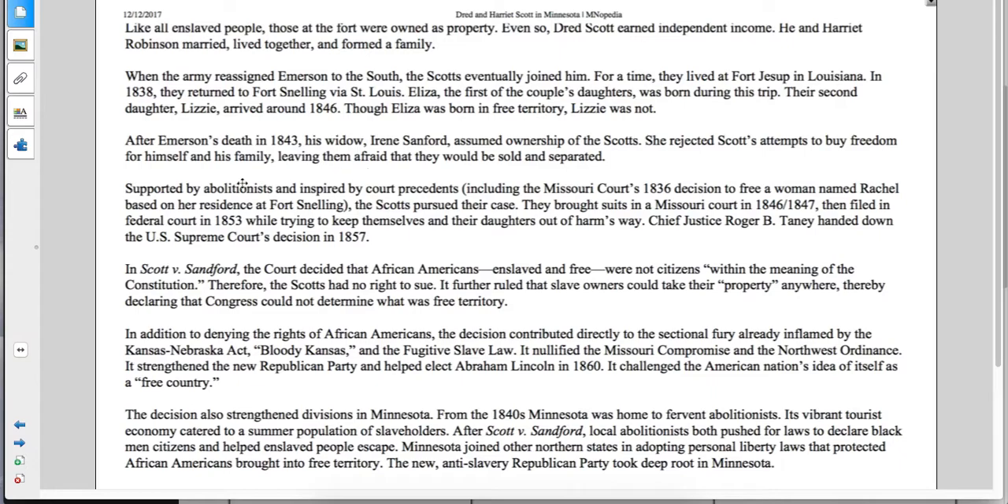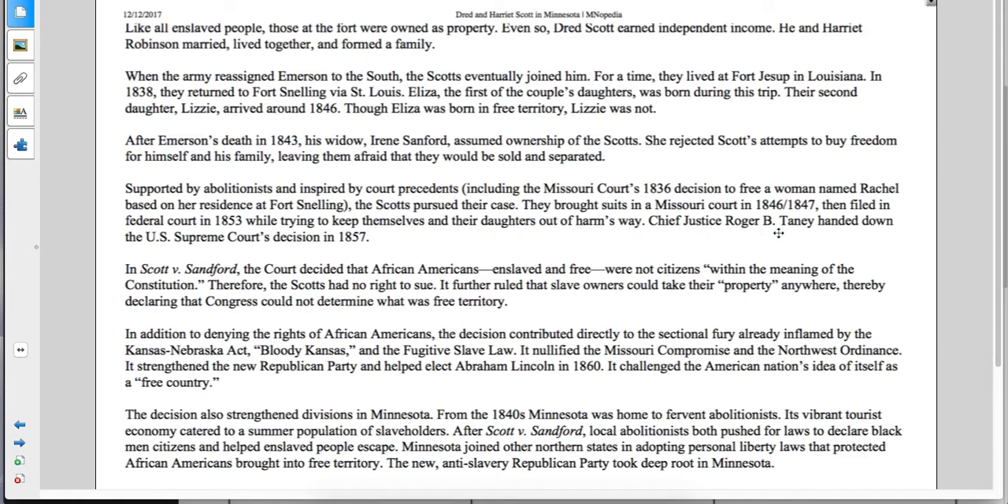the practice of slavery. Supported by abolitionists and inspired by court precedents, including the Missouri Court's 1836 decision to free a woman named Rachel based on her residence at Fort Snelling, the Scotts pursued their case. They brought suits in a Missouri court in 1846 and 1847, then filed in federal court in 1853, while trying to keep themselves and their daughters out of harm's way.